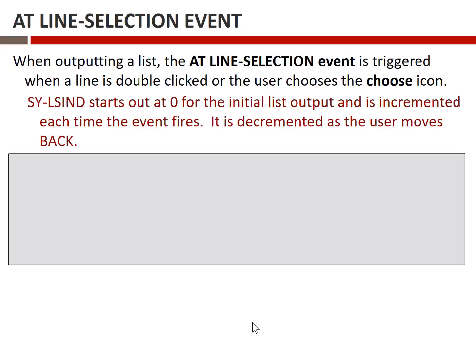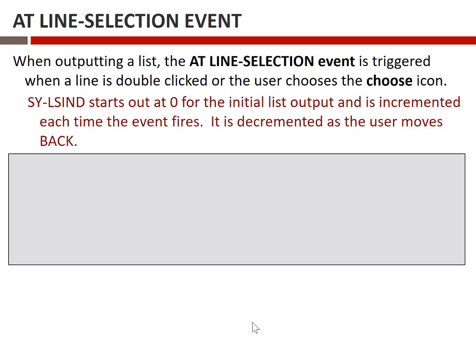Well, there is a system maintained data object, sy-lsind. I don't really know what that's an abbreviation for. Maybe line something indicator, I don't know. It starts out at 0 for the initial list output and is incremented each time the event fires, and it's decremented every time the user moves back.